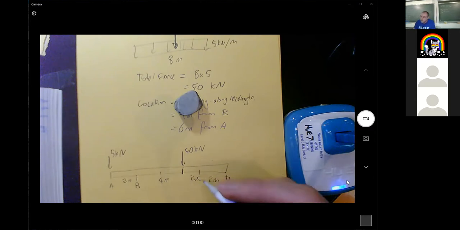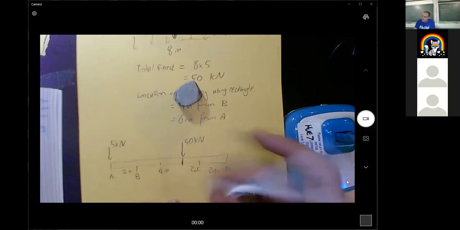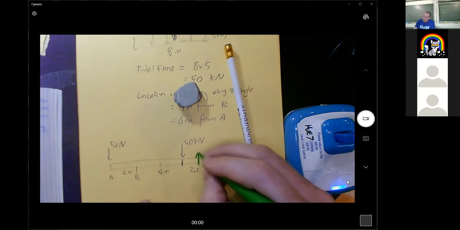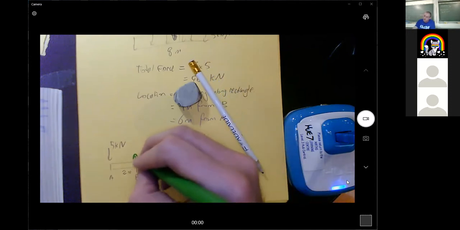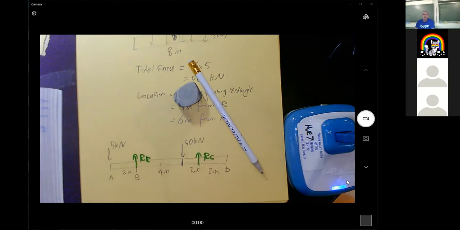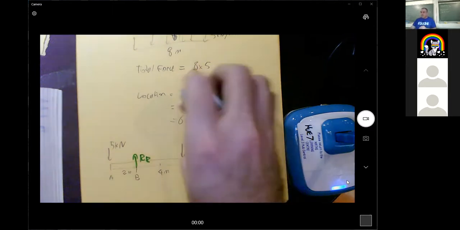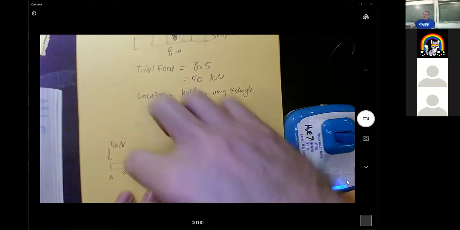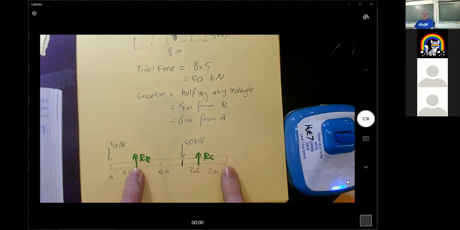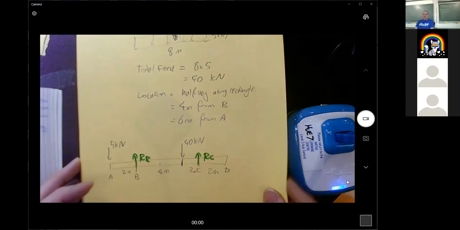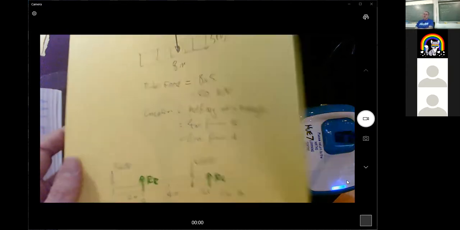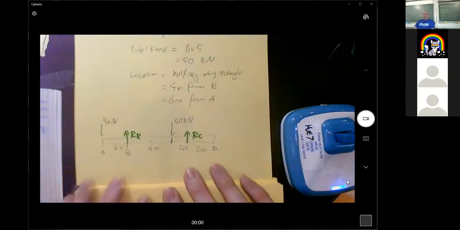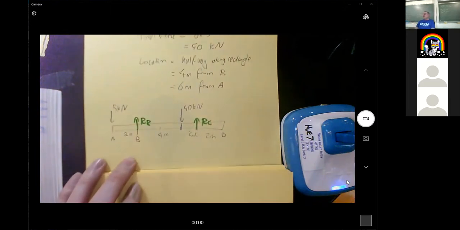Oh, and then there's the reaction at C, right? There's a reaction here and a reaction here. Okay. So I've replaced the distributed loading with a single load at a specific location. It should be halfway along the bit where the distributed load was. And it was 8 along here, so it's 4 there. And so I should be able to figure out one of these from a moment.